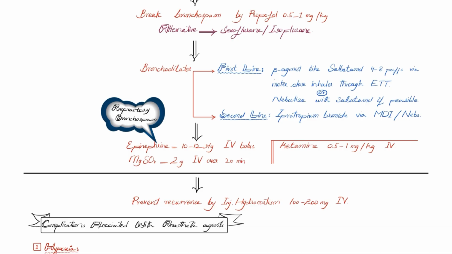Now, if after giving propofol and bronchodilator the bronchospasm does not break, then this is called refractory bronchospasm. Now, you have to jump to some other group of medicines like epinephrine at the dose of 10 to 12 microgram intravenously as a single bolus. Or you can give magnesium sulfate 2 milligram intravenously over 20 minutes. Or if it still doesn't work, then you can add ketamine at the dose of 0.5 to 1 milligram per kg intravenously. To prevent recurrence, injection hydrocortisone is given at the dose of 100 to 200 milligram.